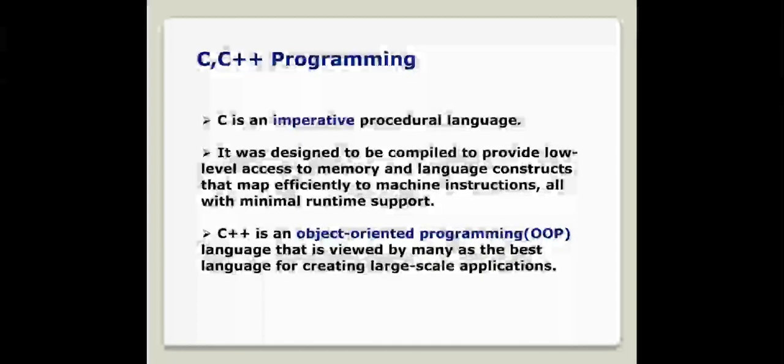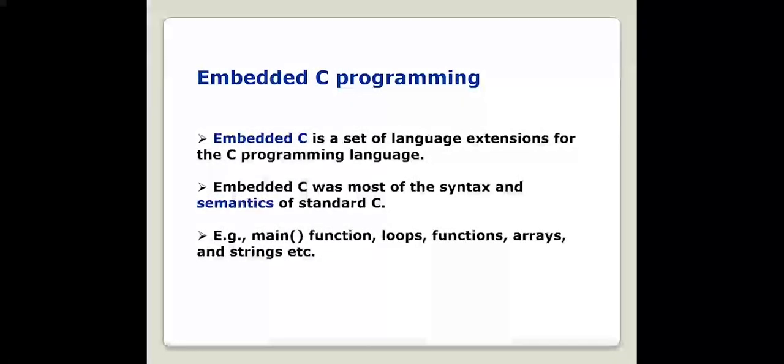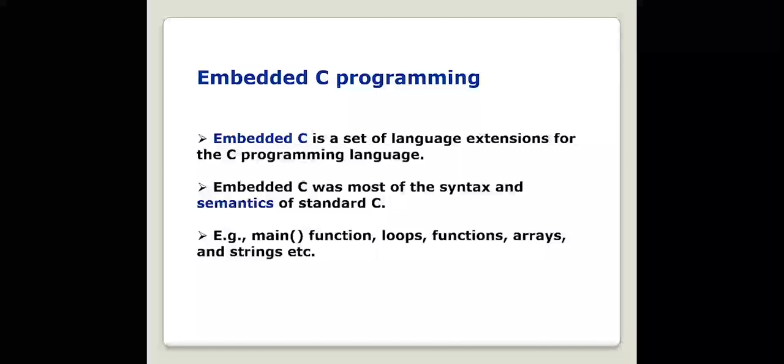C++ is an object-oriented programming language which has concepts like constructors, destructors, classes, objects, etc. We also learned how embedded C differs from C programming. Embedded C is a set of language extensions for the C programming language. Embedded C has most of the syntax and semantics of standard C. We use embedded C++ for programming the Arduino UNO.